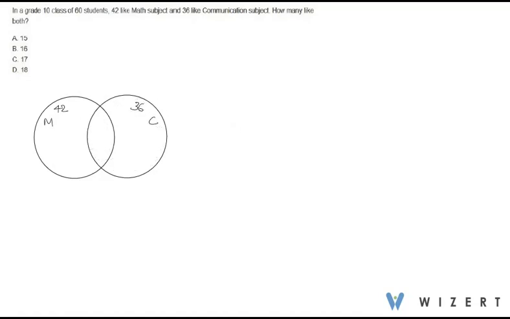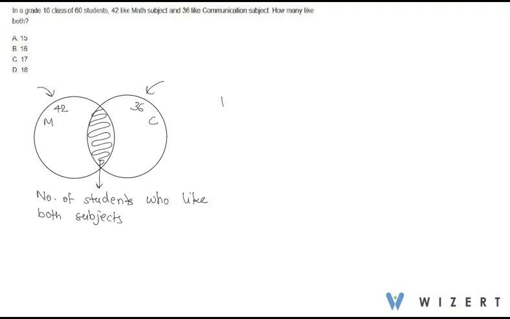Now if you must have observed it carefully, this overlap part has been considered in both the numbers, that is in 42 students who like math and 36 students who like communications. And this overlap portion is representing nothing but number of students who like both subjects.